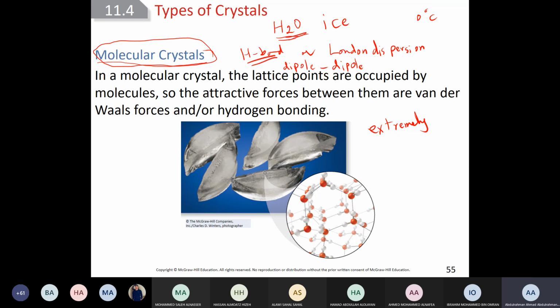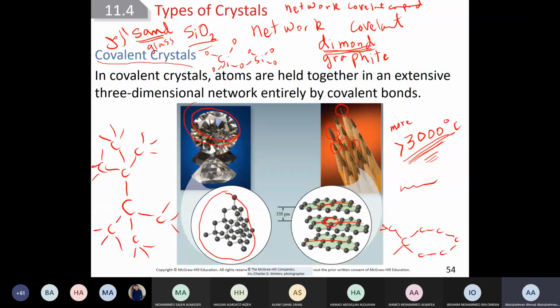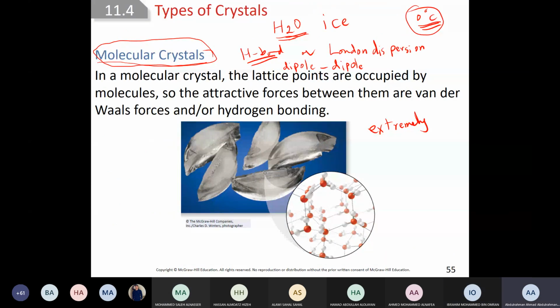What's the temperature of melting the water? 0, because you can break the hydrogen bond at 0. That's the meaning. But at what temperature can you break the carbon-carbon bond in diamond? More than 3,000. Is this clear? Okay. You have to memorize these 3 bonds, but these 3 bonds are all what?